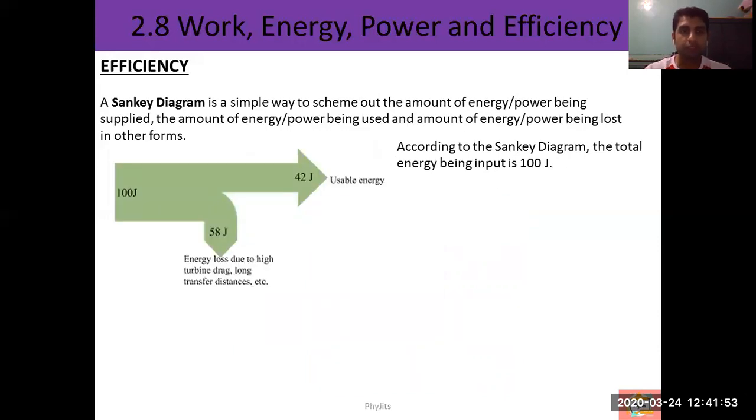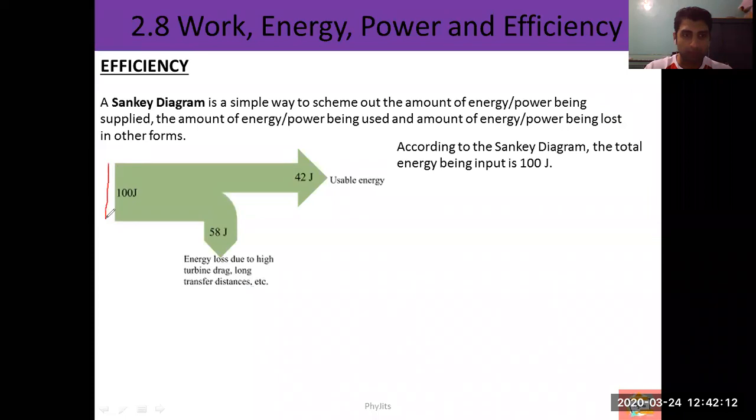So usually efficiency is represented by a Sankey diagram. Okay, the Sankey diagram is a simple diagram of arrows where there will be an input. The whole thickness of the arrow on the left hand side here will represent the input energy. All right, then the input energy will be going out to the output part of it on the right hand side, where the output part will be the portion of the thickness of the input energy.